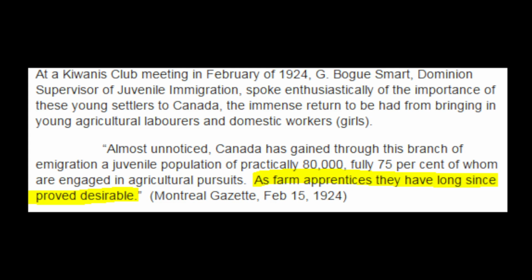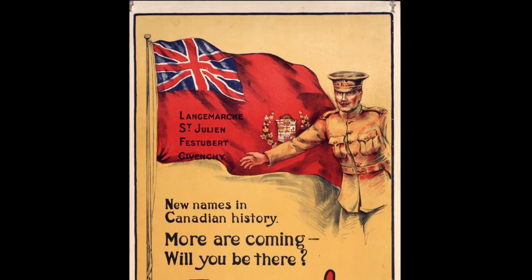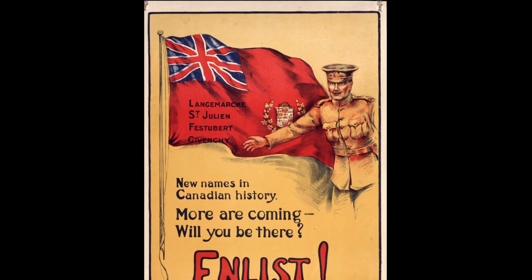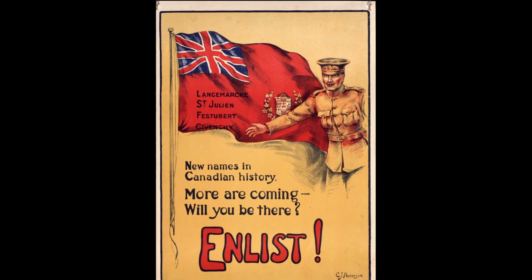Smart was a great supporter of the movement, calling it a distinct blessing to the children. He also stated that the poorest home in Canada would be palatial to that from which they have been brought. His reports were usually filled with examples of glowing success. Soon after the beginning of the First World War, no home children were sent to Canada.